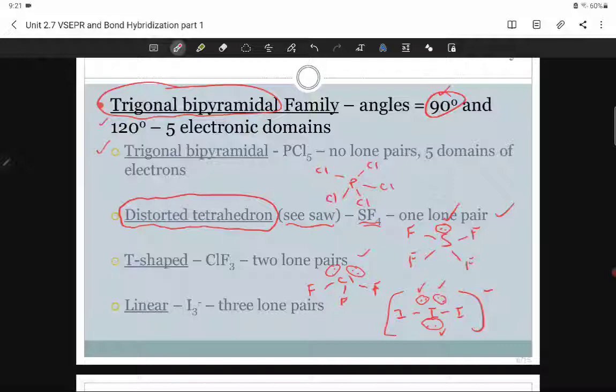And again, if you Google, you'll be able to see a three-dimensional representation of that. I'm sure you can find one there.